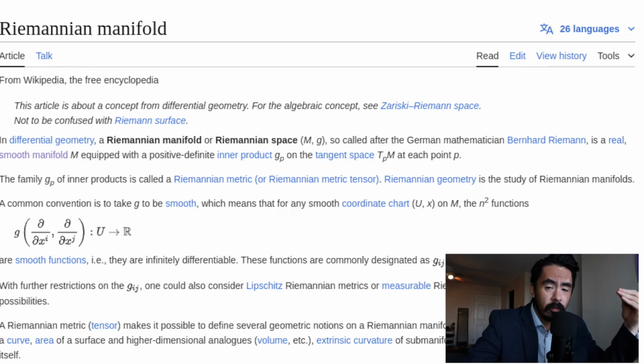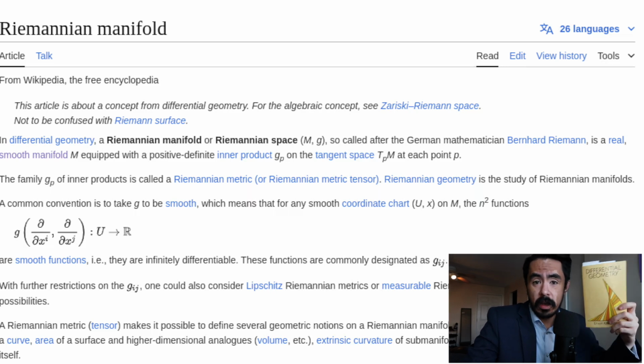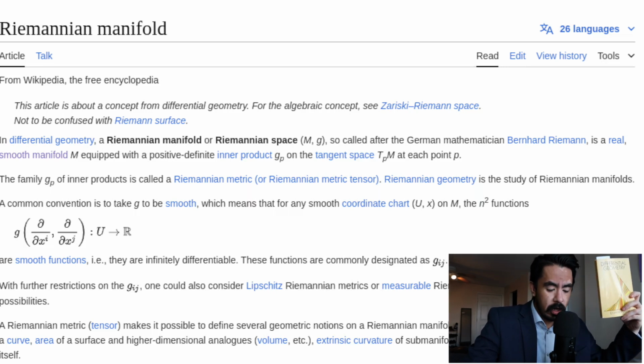So a Riemannian manifold can be specified by two parts. The first is the real smooth manifold M, and the second part is that positive definite inner product on your tangent space. Now, it says differential geometry, but that isn't actually spelled out in the book that I'm reading from.